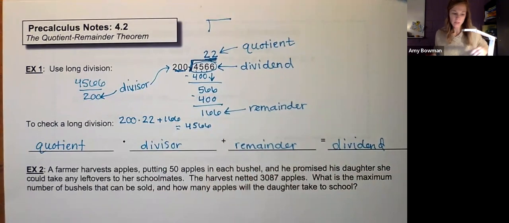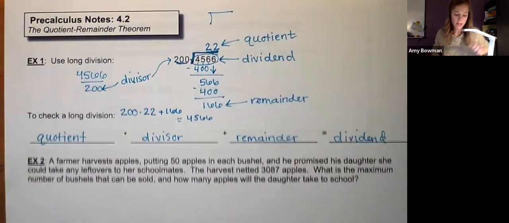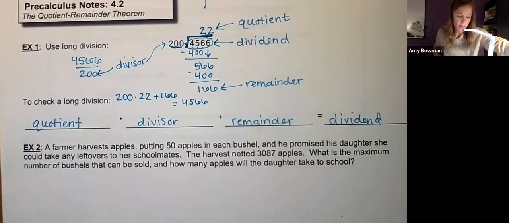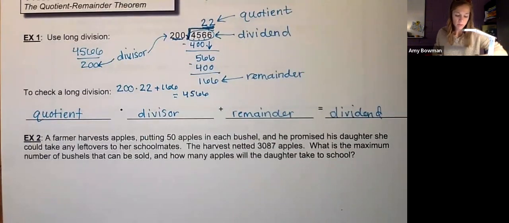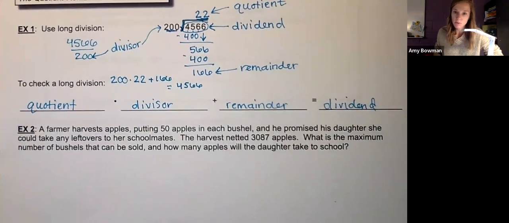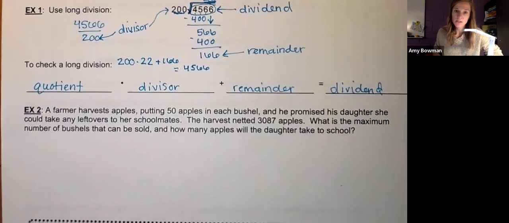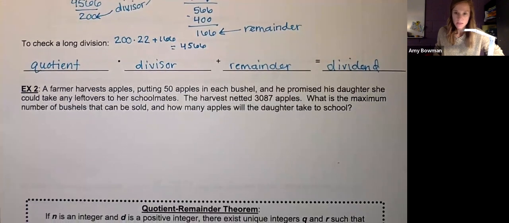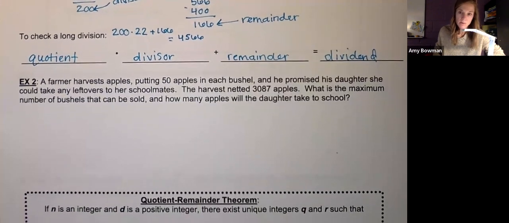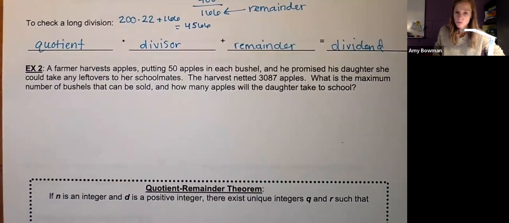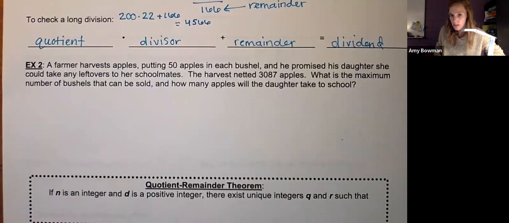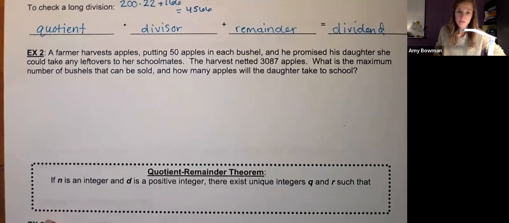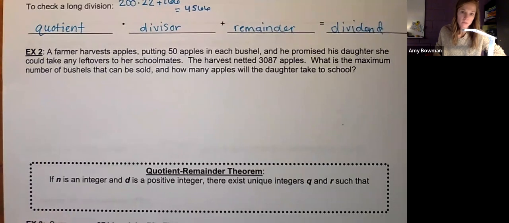Okay, let's do one more practice of long division. This is a word problem. A farmer harvests apples, putting 50 apples in each bushel. He promised his daughter she could take any leftovers to her schoolmates. They harvested 3,087 apples. What is the maximum number of bushels that can be sold from that harvest? How many apples will the daughter take to school? Or in other words, how many will be left over?